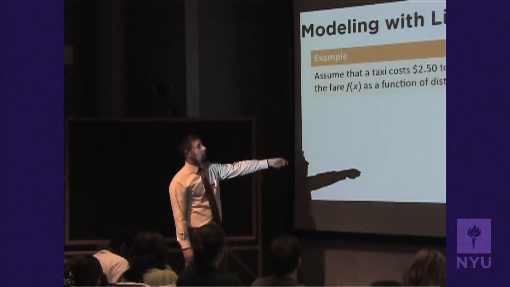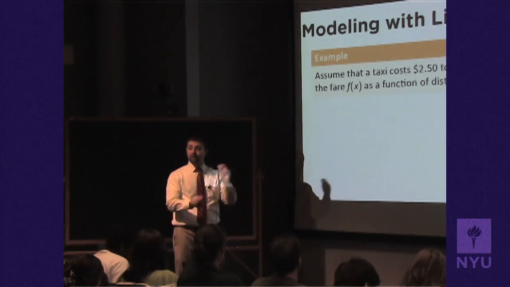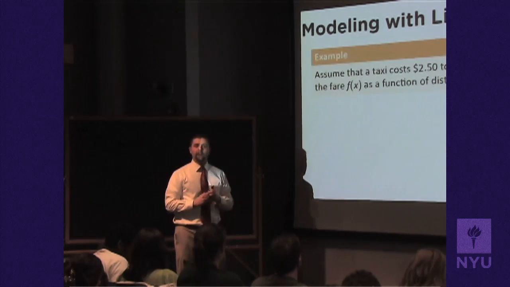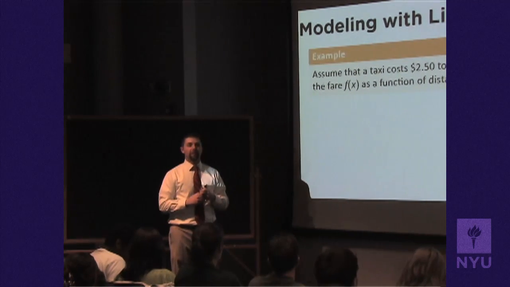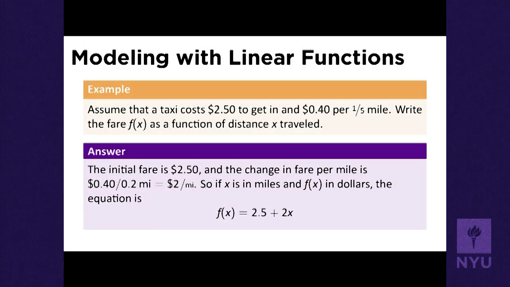And the 40 cents per fifth of a mile, that word per there is telling you about a change relative to some other change. The change in the fare is 40 cents corresponding to a change in distance of a fifth of a mile. So the second number is telling you the slope of this line. And the intercept, or the initial fare, is $2.50, and the rate of change of the fare is 40 cents for each fifth of a mile.